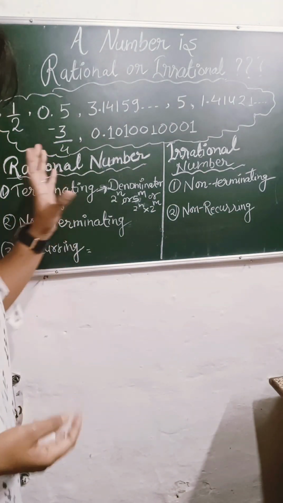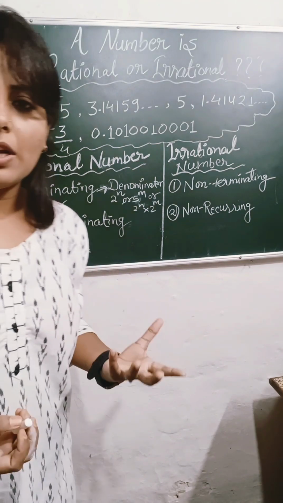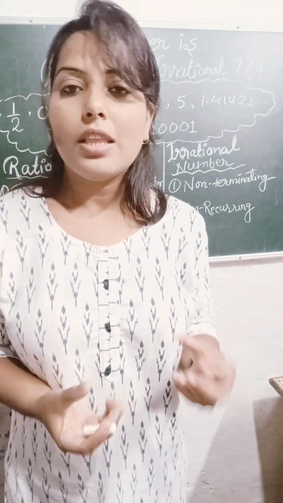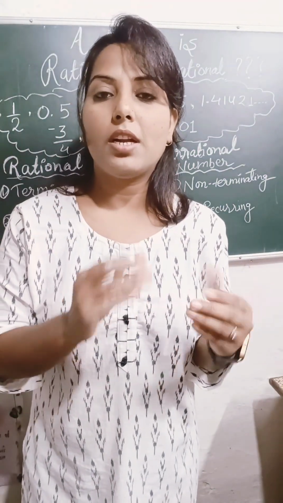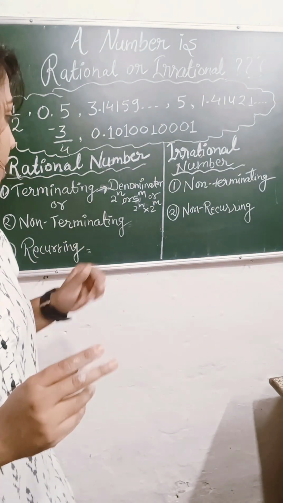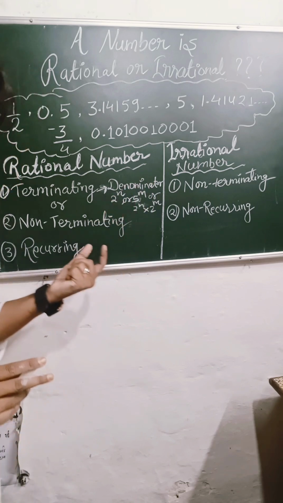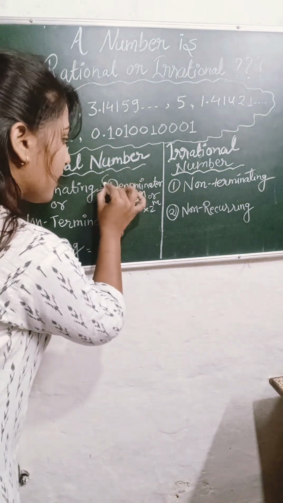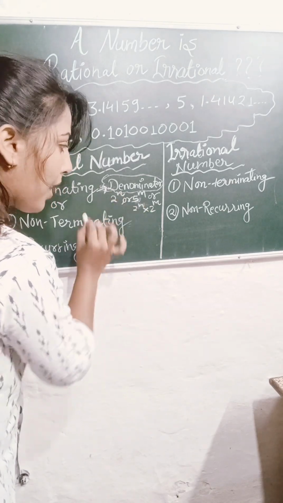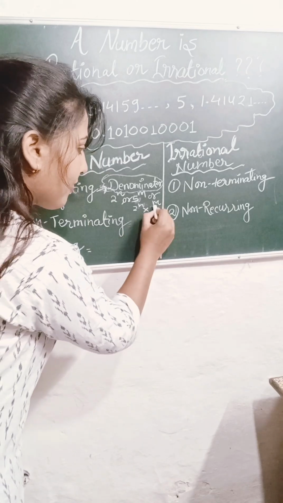Let's check the first one, which is terminating. What is terminating? Terminating means that if I divide the number, it will end. So how do we check for terminating? You can see the denominator. If the denominator is of the form 2 to the power n, 5 to the power n, or 2 to the power n and 5 to the power m.